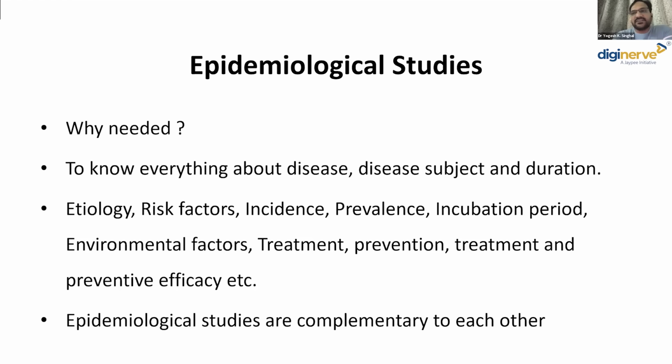So why are epidemiological studies needed? We want to know everything about the disease. We want to know what is the disease, who is the subject of the disease, what is the duration of the disease. So we want to know about the 7 Ws: why, what, when, where, how, everything about the disease. And we should try to find out the etiology, the risk factors, the incidence of the disease, the prevalence of the disease, the incubation period, the clinical features, the natural history of the disease, the treatment, the preventive modalities, the treatment modalities, all these things.